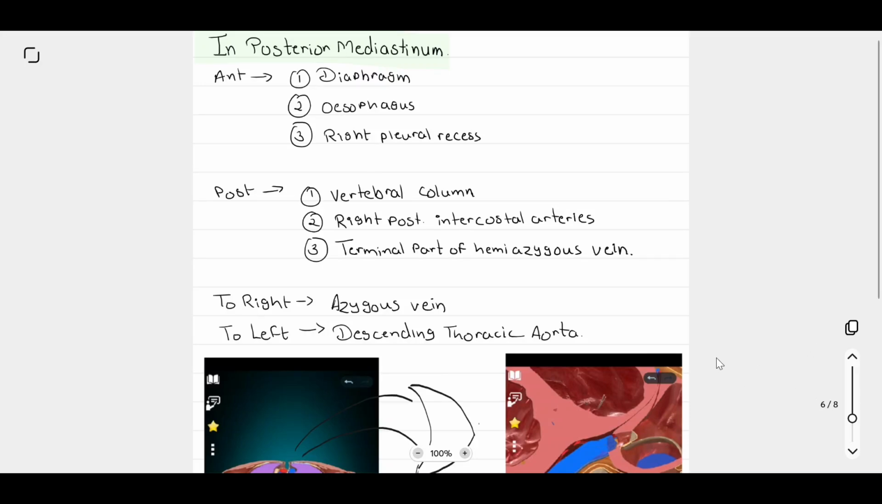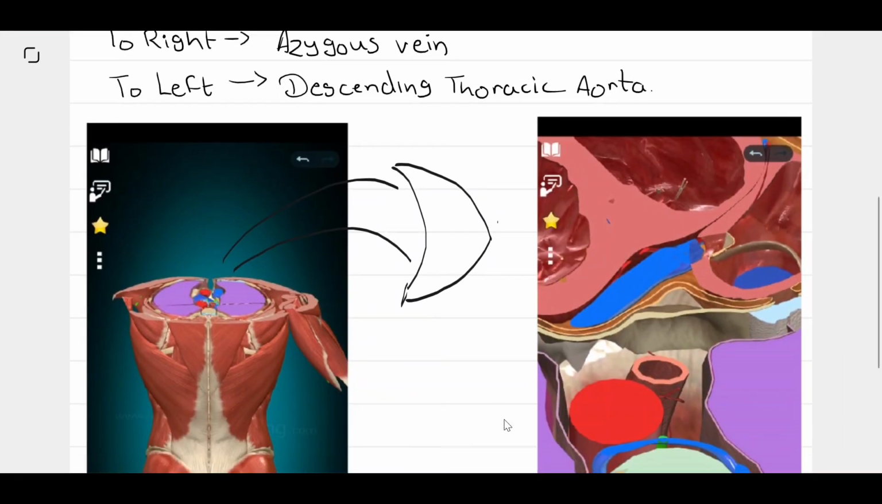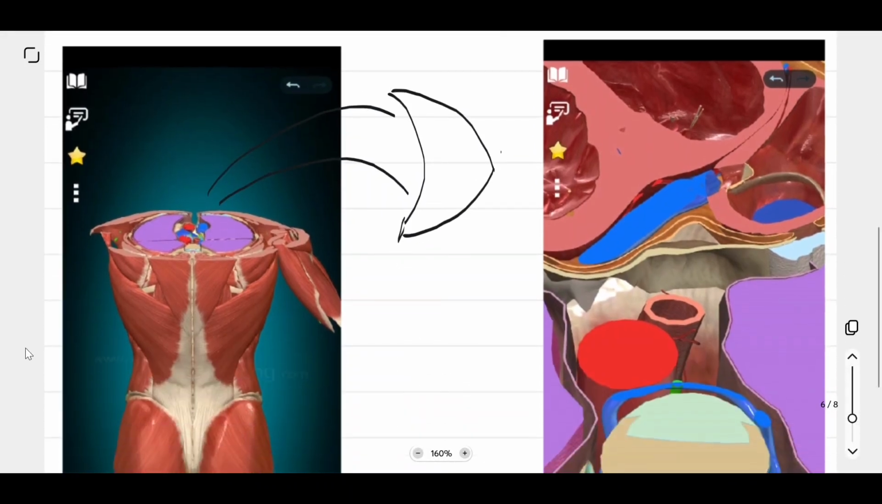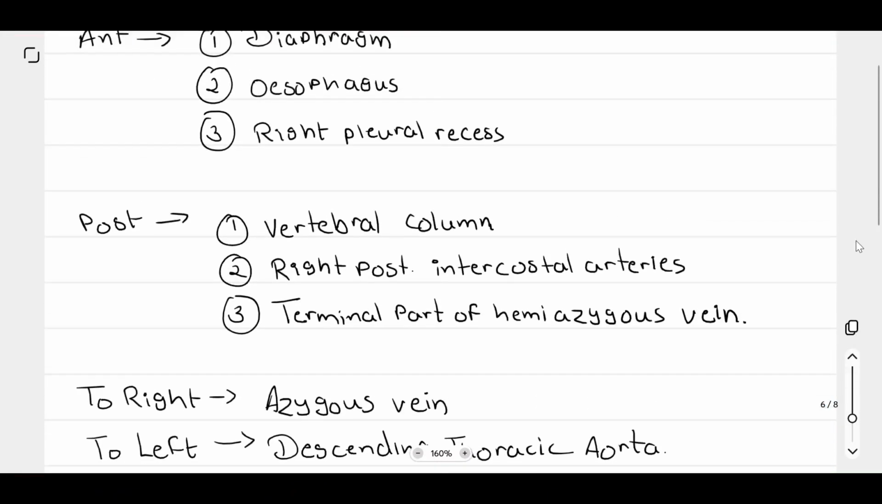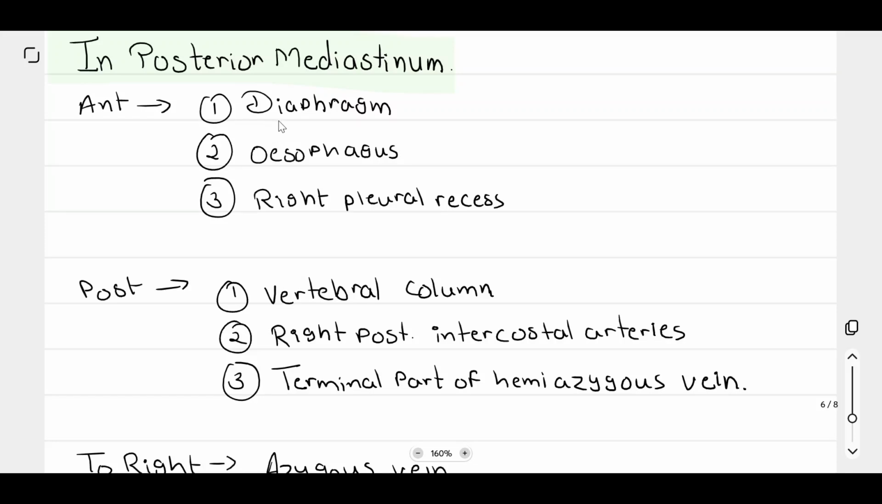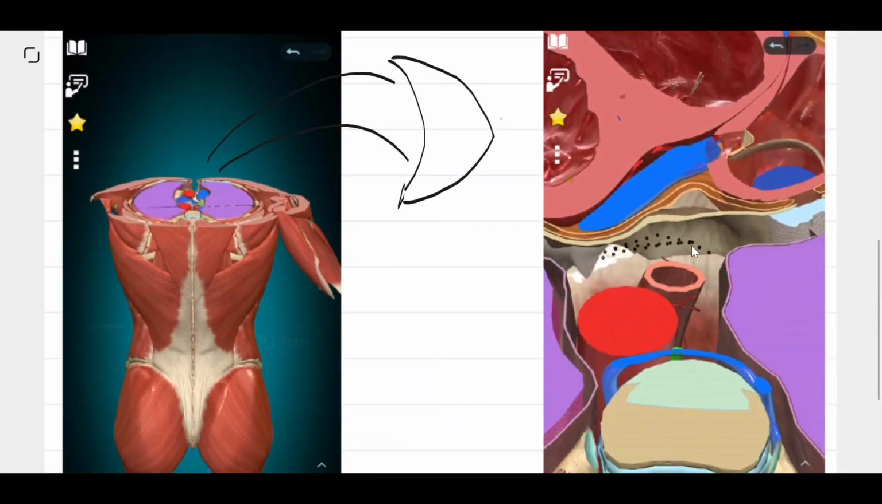In the posterior mediastinum, I have tried to make you visualize. This is my 3D anatomy software, with the help of which I have taken this transverse section at the level of the posterior mediastinum. So I have zoomed it out. This is our thoracic duct, this green colored duct. Seeing the posterior mediastinum, anterior to the thoracic duct I have the diaphragm, esophagus, and right pleural recess. This is our diaphragm, lying anterior to the thoracic duct.